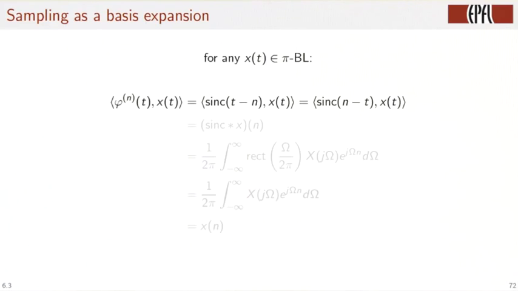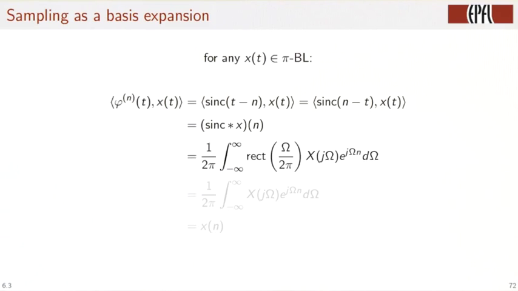To see sampling as an orthonormal expansion, we take our set of orthonormal vectors, phi n, take inner products with x, and we look at what comes out. So write this as the inner product of sinc(t minus n) with x(t). We use symmetry again, and then this is a convolution of sinc with x at location n.